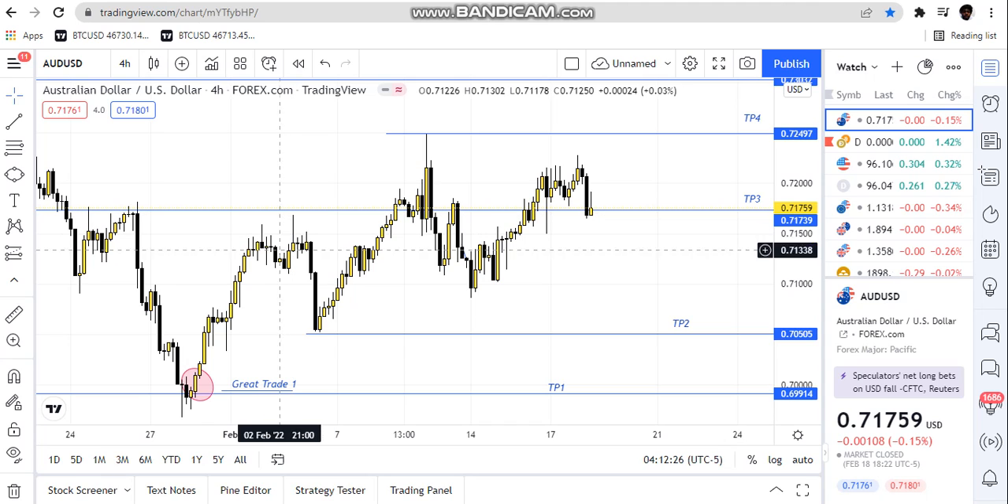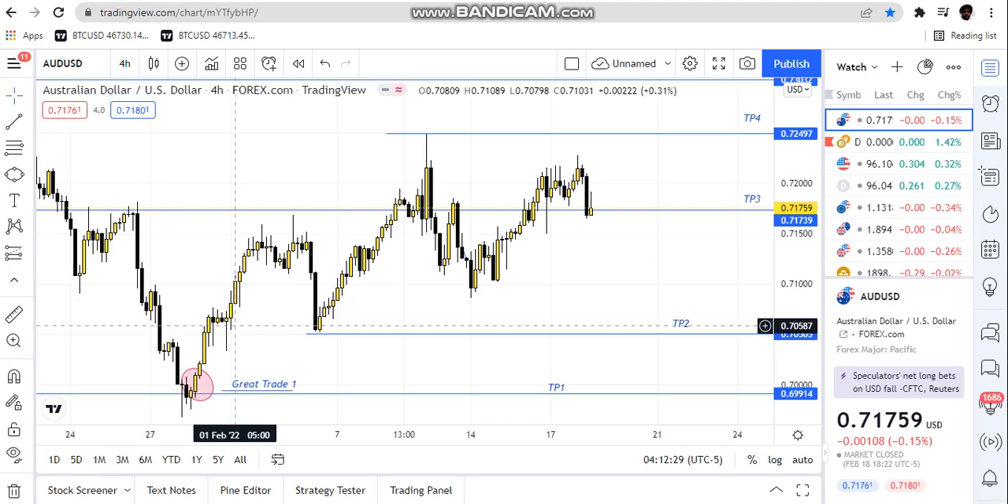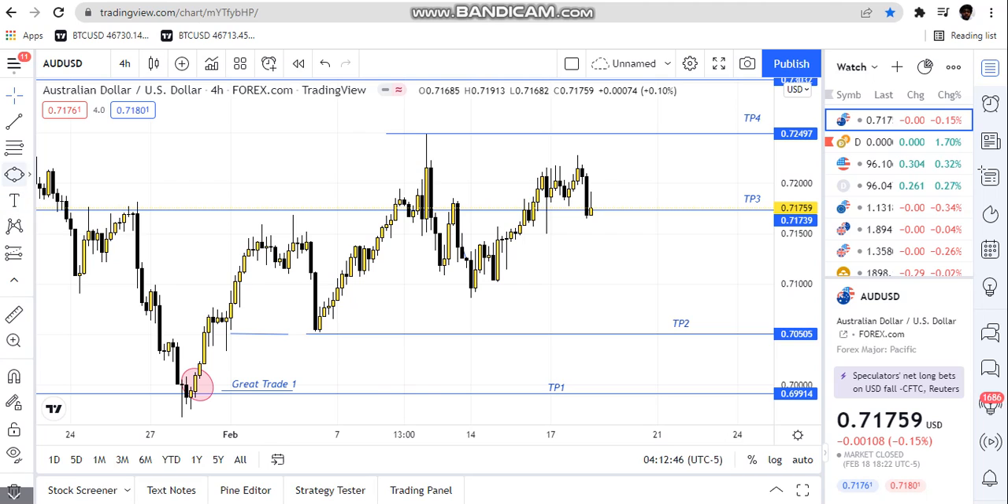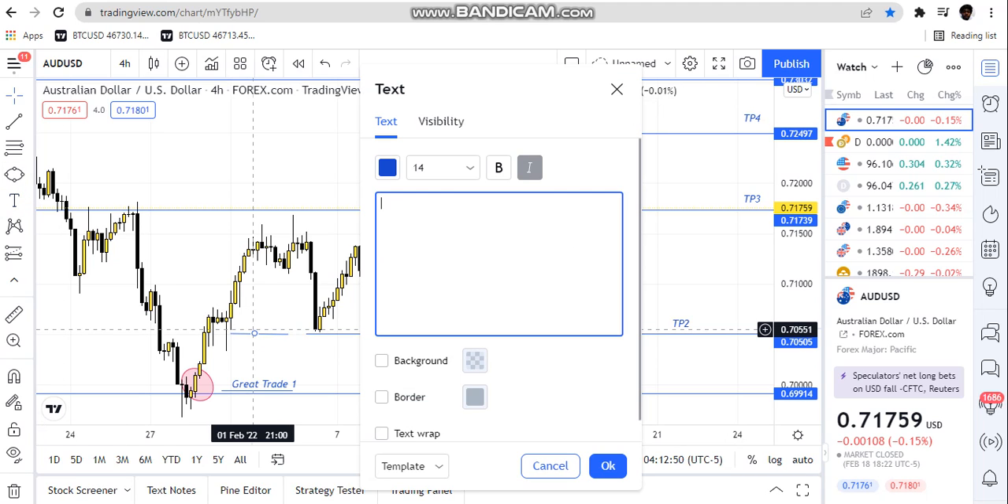There's no point in holding, unless we were swing trading this from Great Trade 1. But if we got in on February 1st, right here, for a second trade, this could still be a great trade 2. So we got in for another trade once price got to take profit 2. All right, say we got back in for another trade at take profit 2, right?